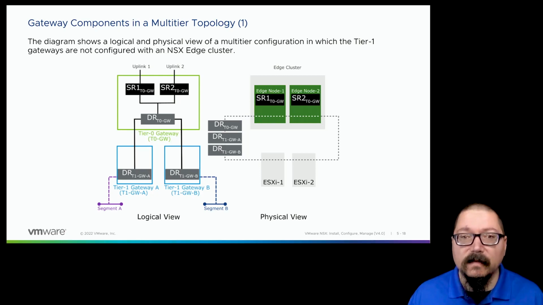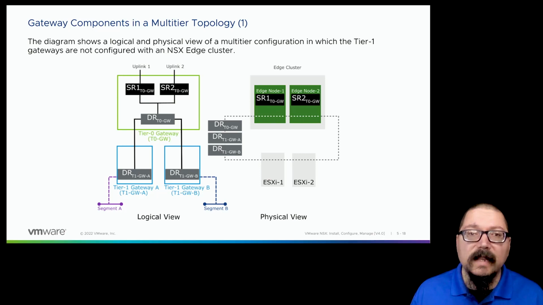We have 3 different distributed routers. We've got a distributed router for the tier 0 gateway. We have a distributed router for tier 1 gateway A and a distributed router for tier 1 gateway B. Now, these are all interconnected, which tells me they're all part of the same transport zone. So what are we looking at? We're looking at all of these different objects being distributed across all of the same transport nodes. So I could look at ESXi1 and I could see 3 different DR components realized.